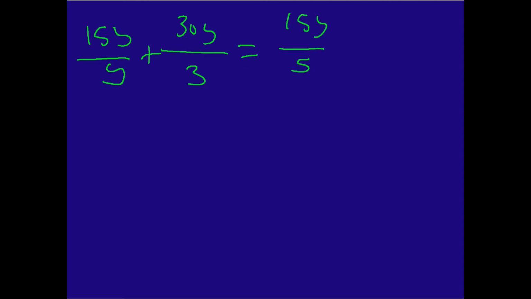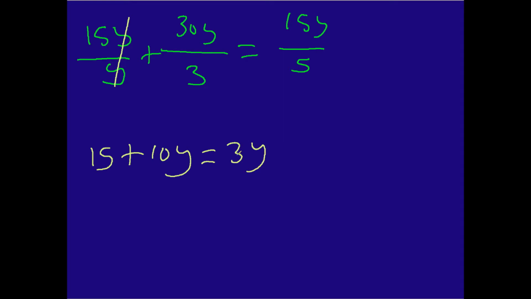So we have right here 15y over y plus 30y over 3 equals 15y over 5. Now I need to simplify what I have so far. y over y cancels out and it just becomes 15. 30y over 3 is going to be 10y, because 30 divided by 3 is 10. I don't do anything to the y, so plus 10y. And 15y over 5, again I do nothing to the y, but 15 over 5 is going to be 3, so I have 3y left over here.